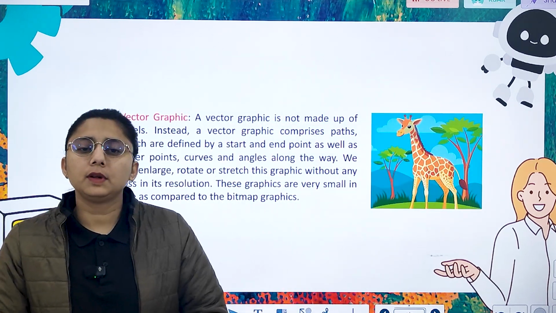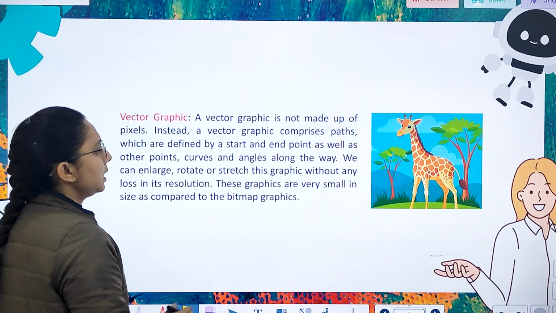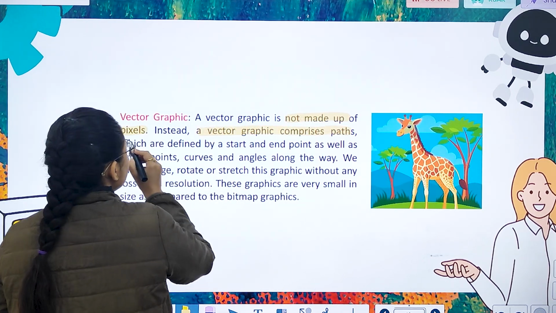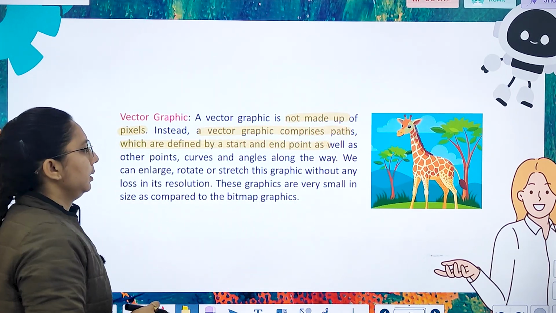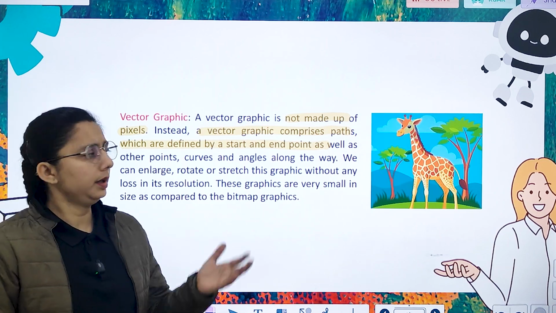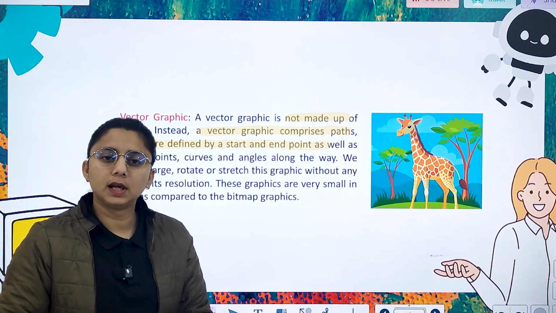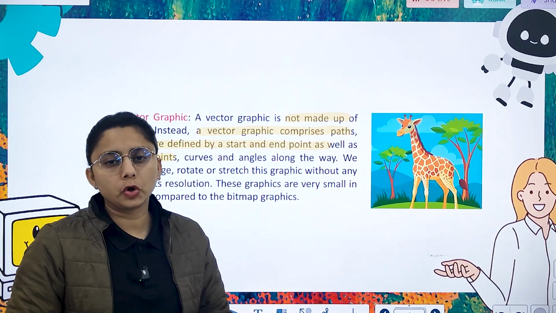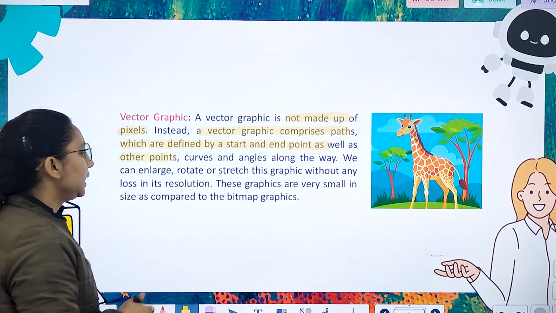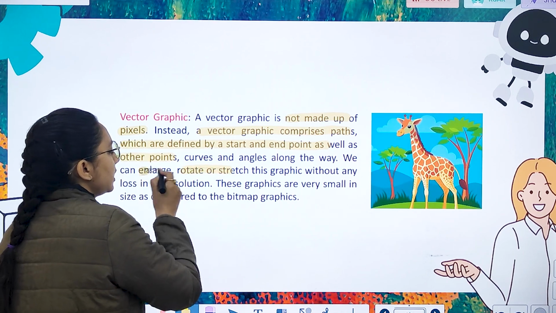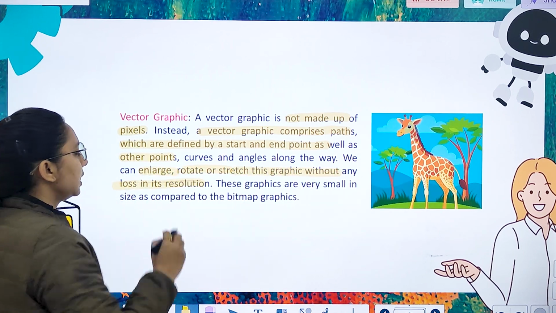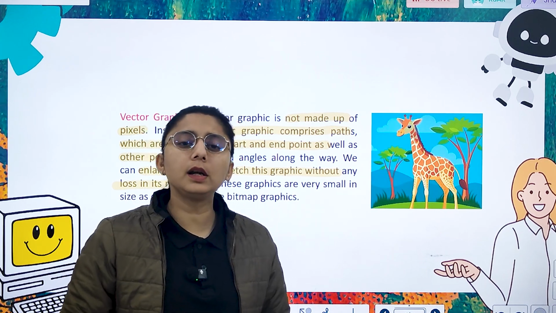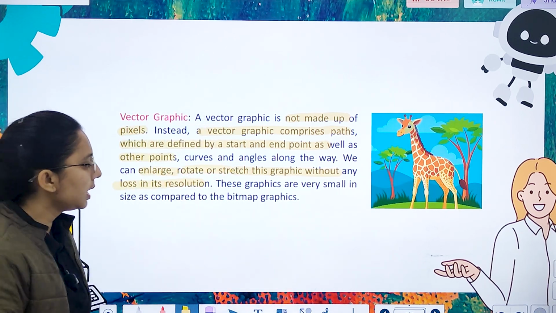Next is vector graphic. What is a vector graphic? It is not made up of pixels. Instead, a vector graphic comprises parts which are defined by a start and end point, as well as other points, so we have curves and angles along the way also. So we can enlarge, rotate and stretch the graphic without any loss in resolution. You can stretch it, rotate it, and change the size also, right?